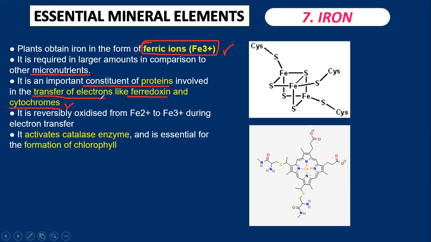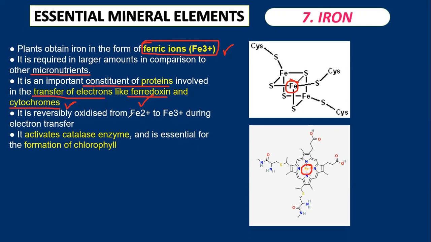Very important. Right now, you will not understand what ferredoxin and cytochrome are, but droppers, or students who have studied the chapter photosynthesis in your school, will understand. We'll discuss cytochromes and ferredoxin in the very next chapter, photosynthesis, which I'll be taking for you. Look, iron is present here also, in ferredoxin and cytochromes.